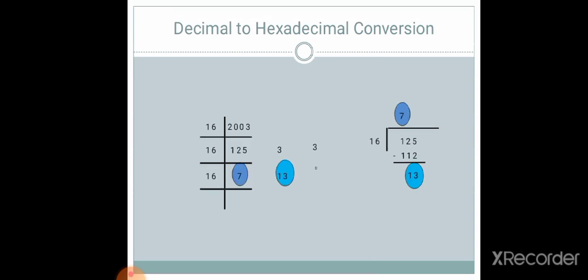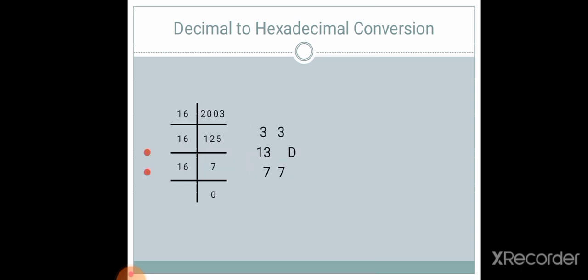So 16 7s are 112, your remainder will be 13. So your answer is 7, division is 7 and remainder is 13. Then you have to divide 7 with 16, but it is not possible, so we'll put simply 0 as our answer and we'll take that 7 as a remainder, right? So the remainders are 7, 13 and 3.